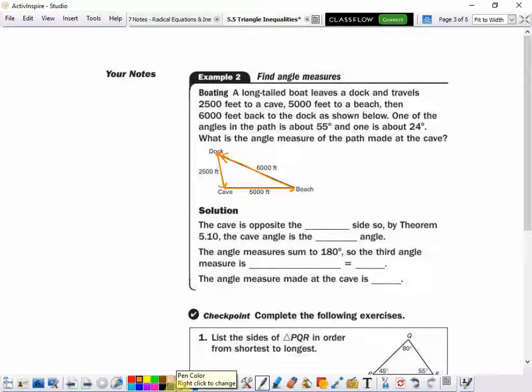One of the angles is about 55. One is about 24. What is the angle measure of the path made at the cave? So I want to know that angle measure right there. Okay, so the cave is opposite the longest side. So by Theorem 5.10, that cave angle is the largest angle.